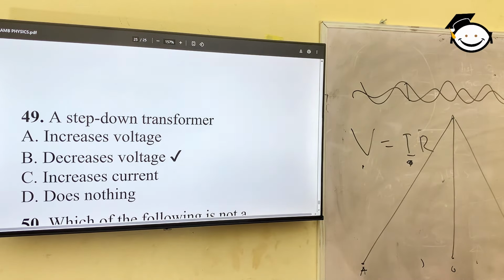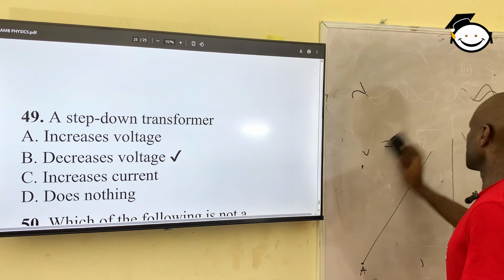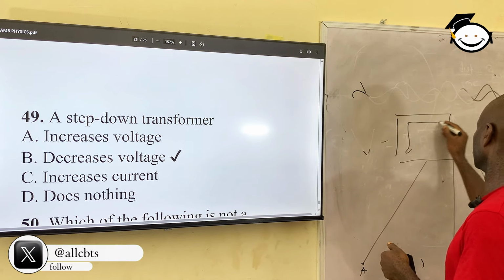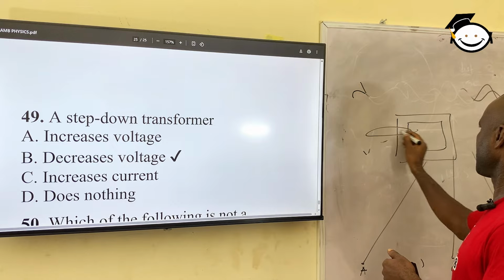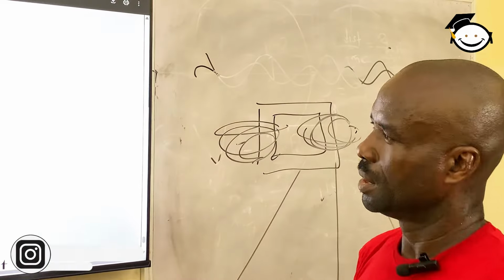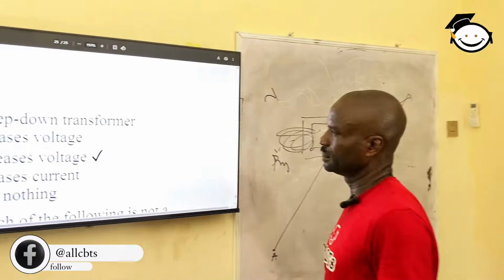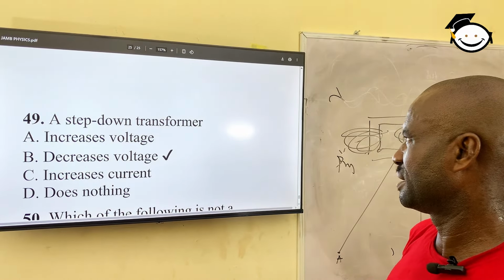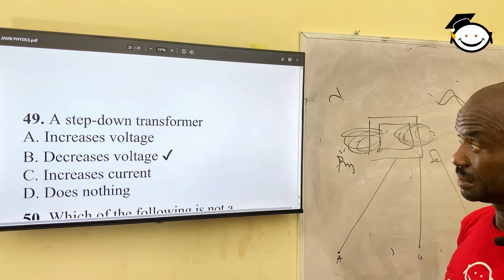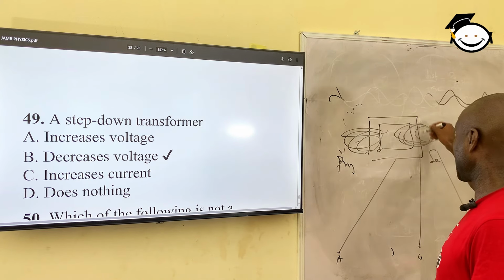Number 49. A step-down transformer. If this is your transformer, we have primary core, then secondary core. Primary, secondary. A step-down transformer, A, increases voltage. When you step a transformer down, it means the voltage coming in is higher. For you to step it down, it has to be lower.